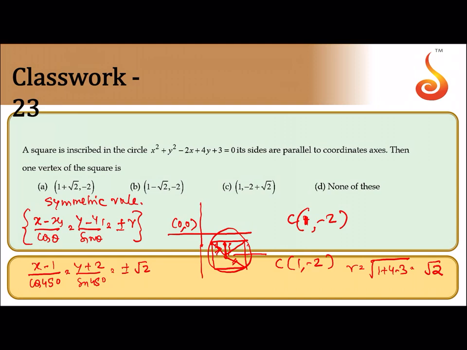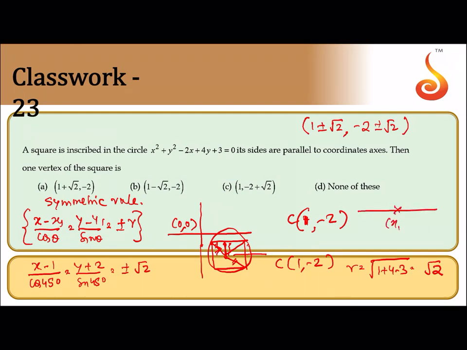Next one is minus 2 plus or minus root 2 will come. So 4 vertices, if you use the symmetric rule, these 4 vertices will come like this: 1 plus or minus root 2, comma, minus 2 plus or minus root 2. These are the 4 vertices. I think there is no option given. None of these is the answer.